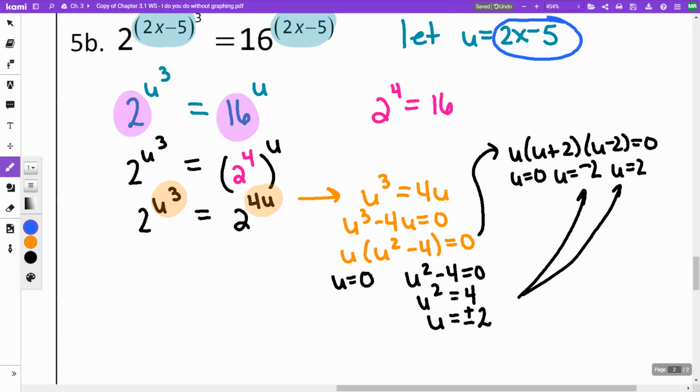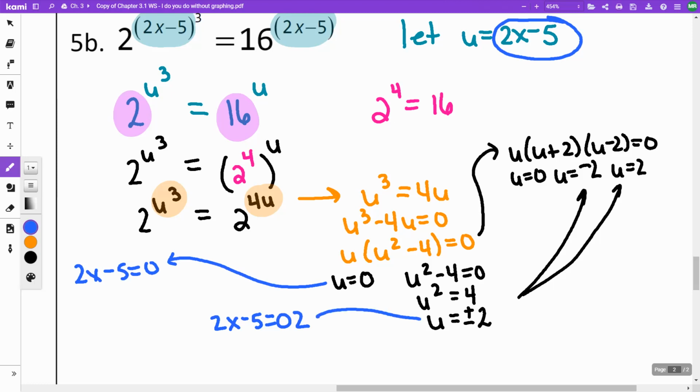Now, my answer is going to be an x, so I need to remember that u was equal to 2x minus 5. So I'm going to go 2x minus 5 equals 0. I'm going to do 2x minus 5 equals a positive 2. And I'm going to do 2x minus 5 equals a negative 2.